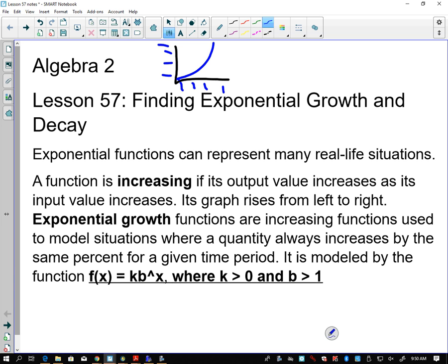Exponential growth functions are increasing functions used to model situations where a quantity is always increasing by the same percent for a given time period. It's modeled down here, but let's try to think about things that have exponential growth. What types of things have exponential growth? Let's say populations sometimes have exponential growth, and usually the smaller the life form, like bacteria, the higher the exponential growth rates.